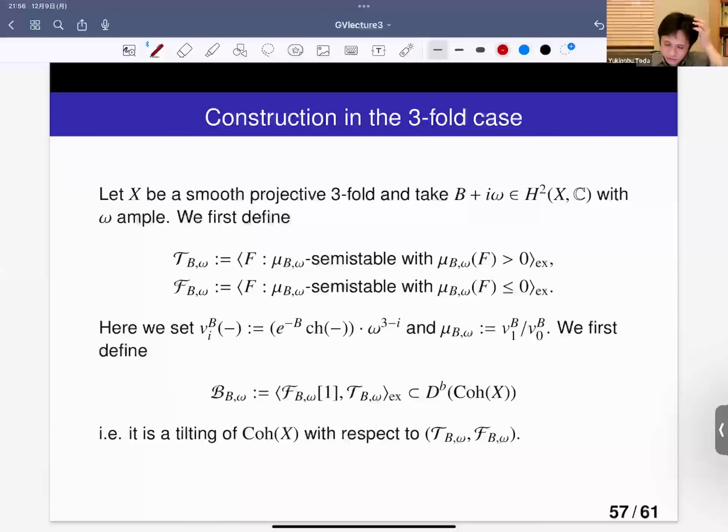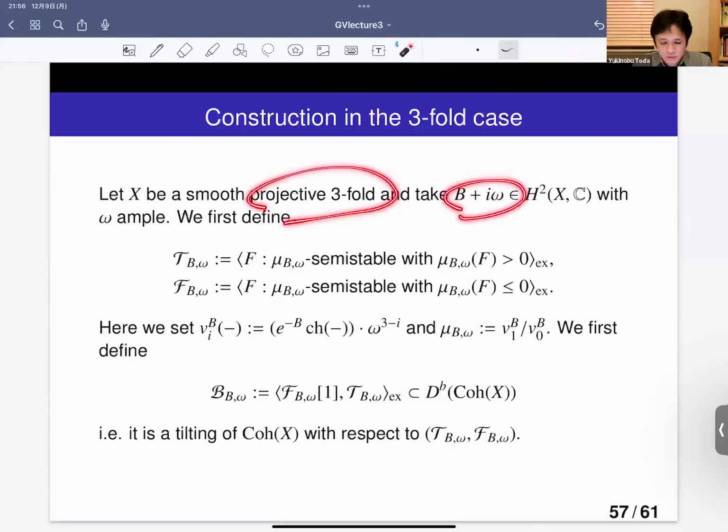So the construction in the Seaford case is maybe a bit technical, and this is not the main subject of this lecture, so I just briefly explain. For each smooth projective Seaford and for each element, we first consider some sort of pair of subcategories, which form the torsion pair. That is something similar to the notion of torsion sheaves and torsion free sheaves.